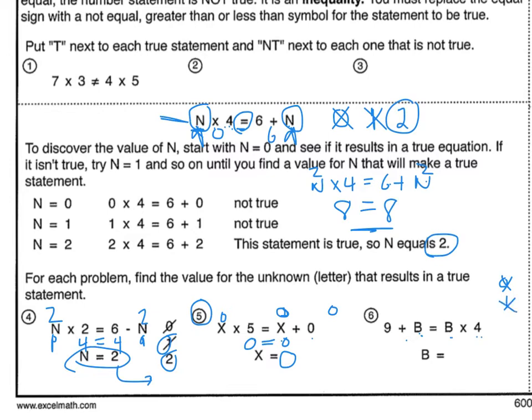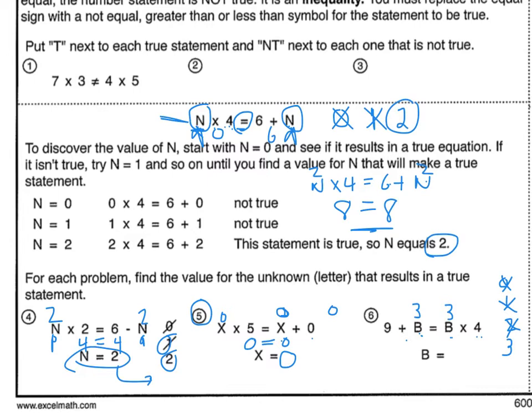1 does not work. Now we try 2. 9 plus 2 is 11. 2 times 4 is 8. That does not work. Now we try 3. 9 plus 3 is 12. And 3 times 4 is 12. So 3 works because both sides come out equaling 12.